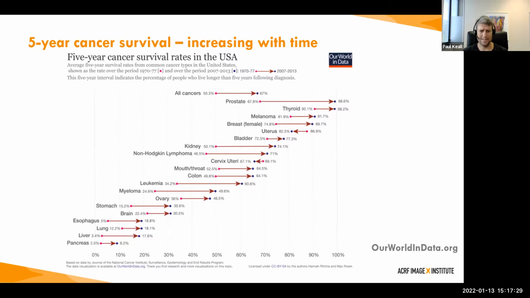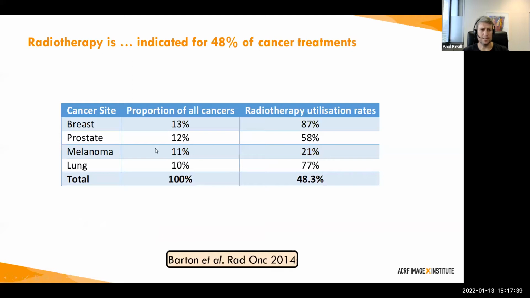The main point is that for all of these cancers, we are getting better at treating them and improving survival. So how often is radiation therapy used for cancer patients? You'll hear this quite a lot, that about half of cancer patients are indicated for radiation therapy.